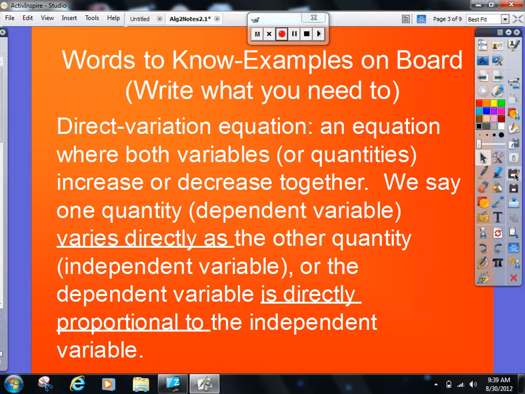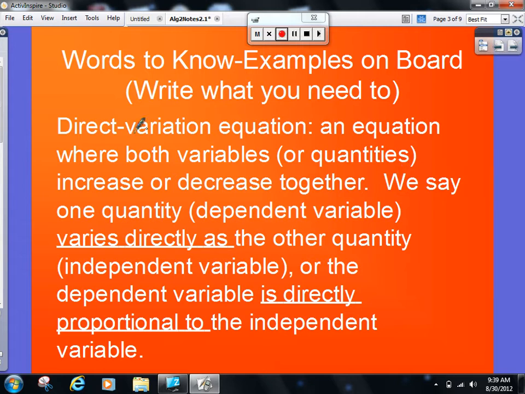Okay, this is the important thing you need to know. If it's direct variation, they vary directly. What I always ask myself is, are they both getting big together or are they both getting small together? If one gets big, does the other thing get big? If one gets small, does the other thing get small? And that will be a key that it's probably direct variation.